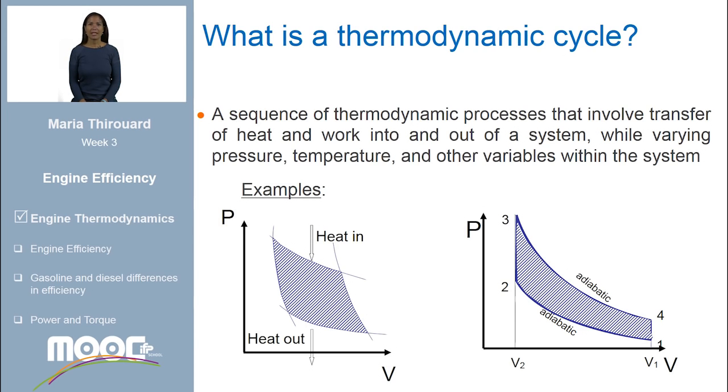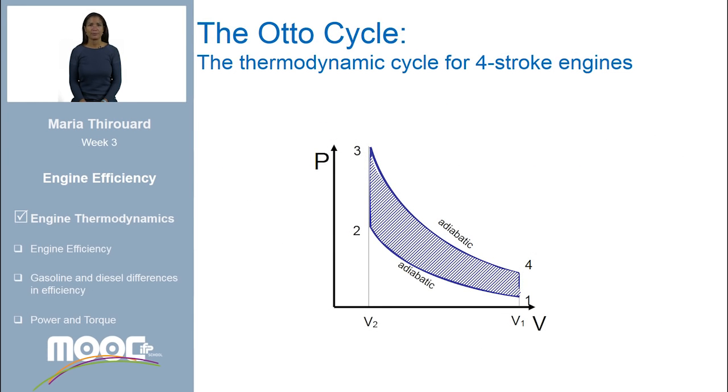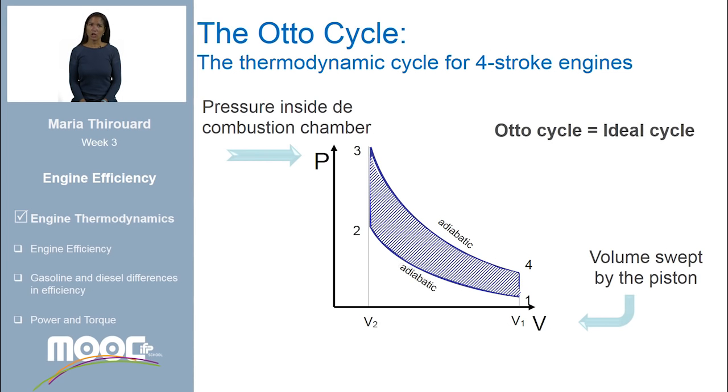The ideal thermodynamic cycle of a four-stroke engine is called the Otto cycle. The cycle is represented in a graph of pressure against volume, where the pressure represented is the pressure inside the combustion chamber, or what we call the in-cylinder pressure, and the volume is the volume swept by the piston. Please remember that the Otto cycle is an ideal cycle. You will see that each process can be related to each stroke of the engine.